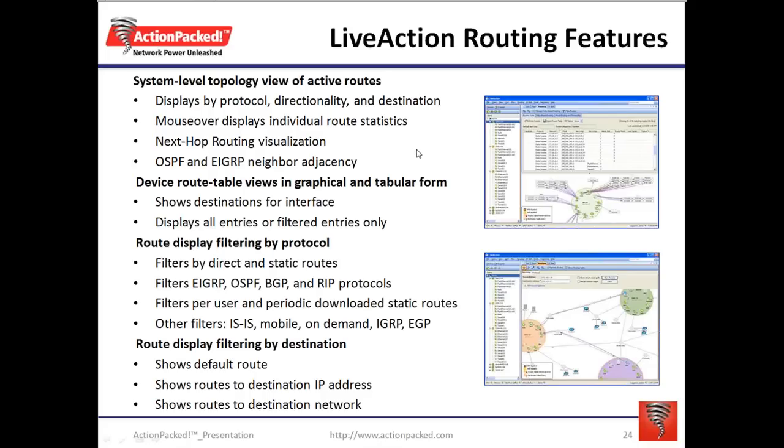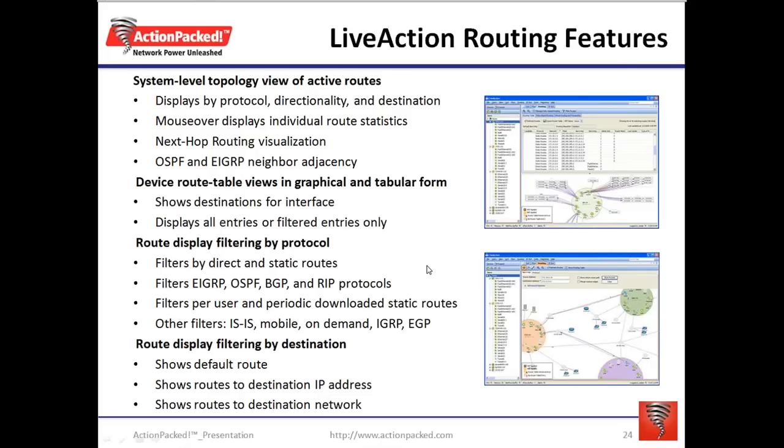by protocol, as well as destination, gives me route statistics, next hop routing, and also covers EIGRP and OSPF neighbor adjacency. We also give you device route table views in graphical and tabular form for the interfaces, and we can filter on those or not. We give you a route display by protocol so you can filter on those routes, as well as EIGRP, OSPF, BGP, and RIP protocols, and the filters are per user as well as downloaded static routes, and other filters are available to be able to drill down and isolate routes and paths through the network, and I can even do route display by destination as well.